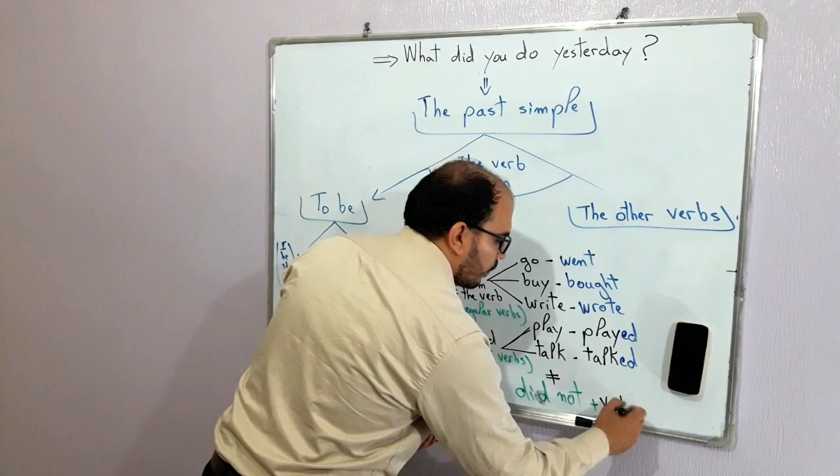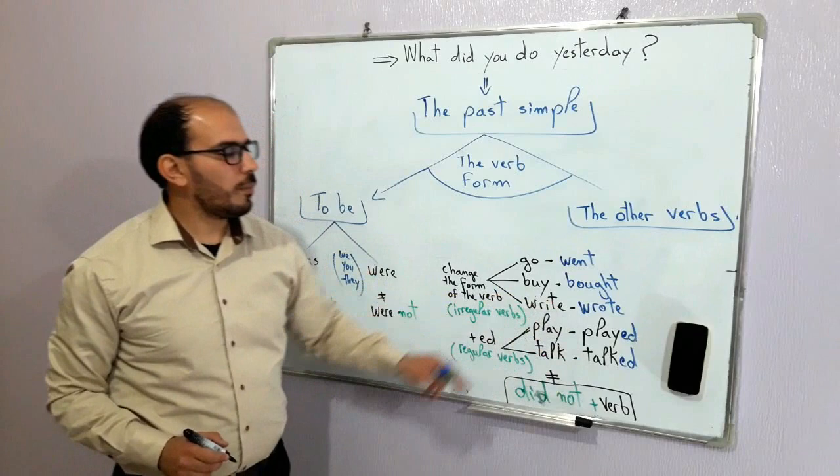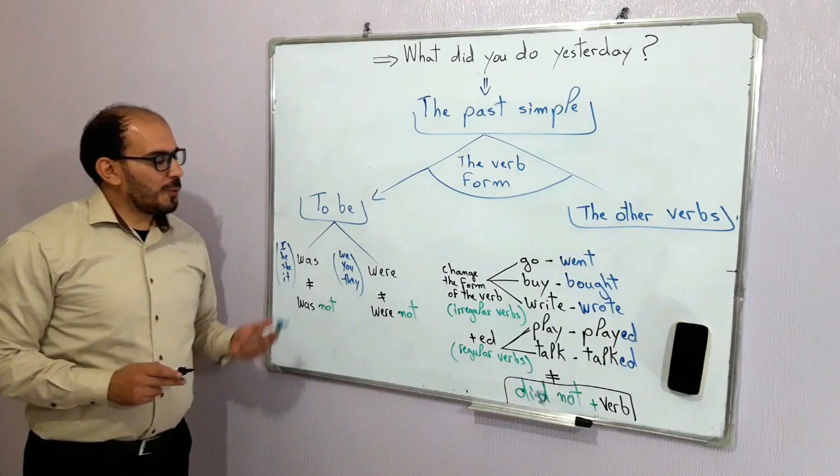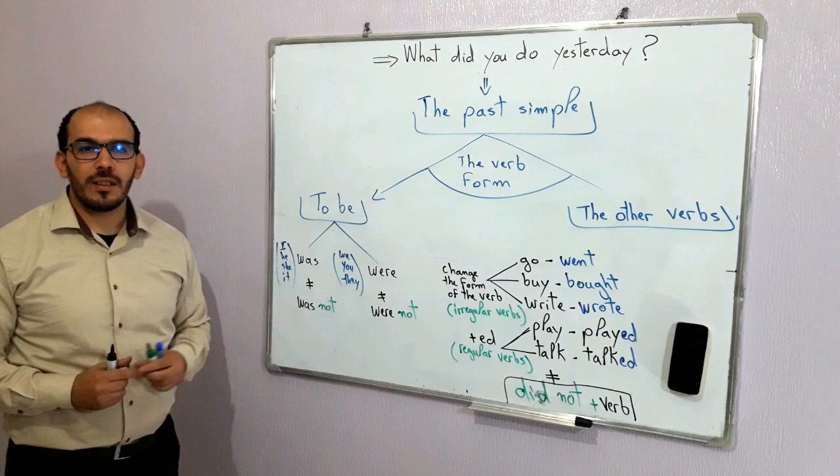For the negative form, we say did not plus the verb. For example, go, did not go; buy, did not buy; write, did not write, and so on. So this is all about the meaning of the past simple and also the changes in the verb form when we write the sentence in the past simple.